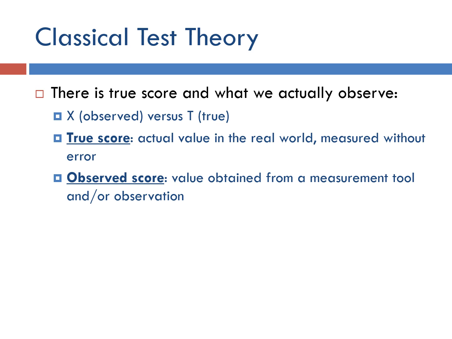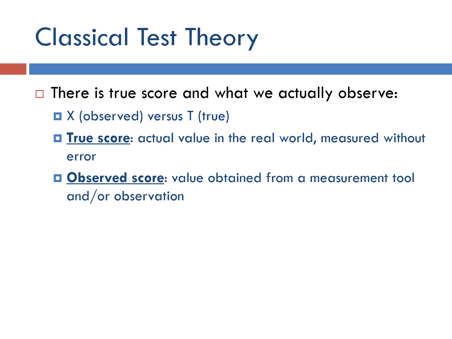So there is a big T truth, but the weight scale that we are stepping on at 10 and 11 and 12 gives us an observed value, and that's going to be X. So I'm going to have X and T, the observed versus the true. The true score is that actual value in the real world that we hope our measurement will pick up, but it may not. When there is no error in how we are measuring something, and our scale is not broken, then we are getting our true score. But the observed score is whatever we get from our measurement tool.